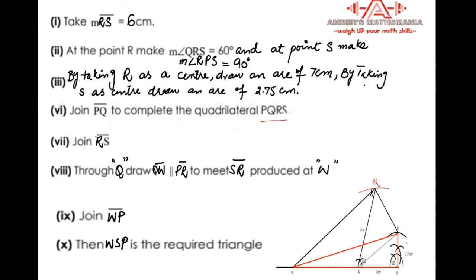complete quadrilateral. Afterwards we have joined R with P, and through Q we have drawn QW, that is parallel to PR, to meet SR at point W. Join W with P, then WSP is actually the required triangle.